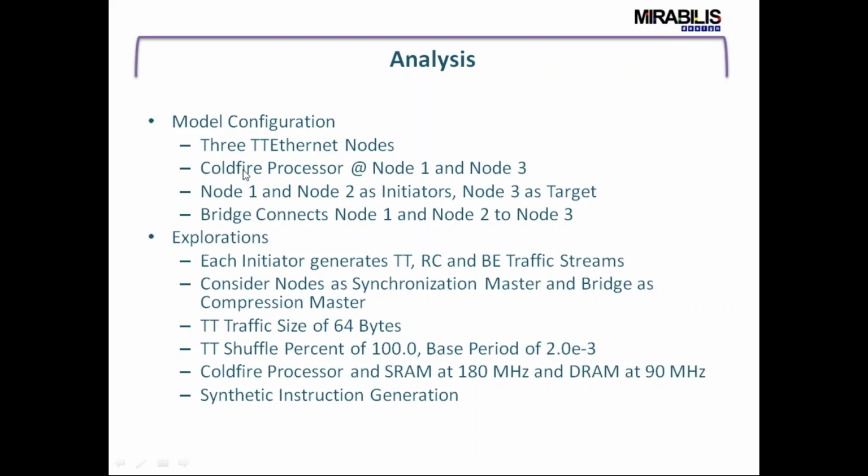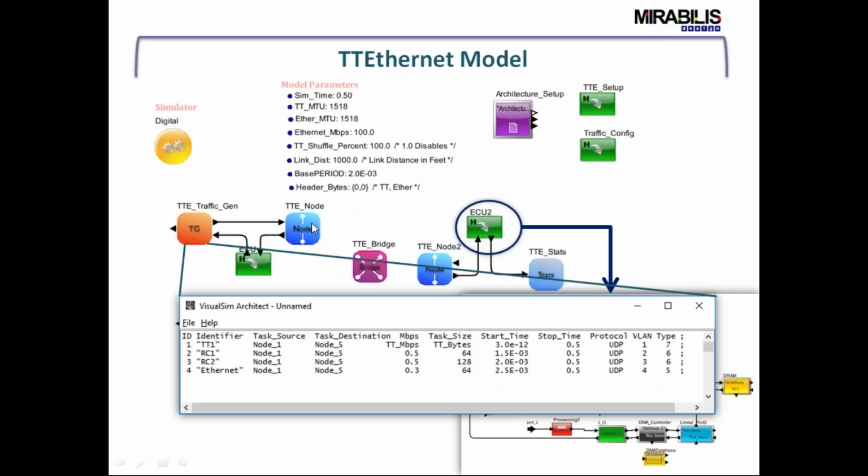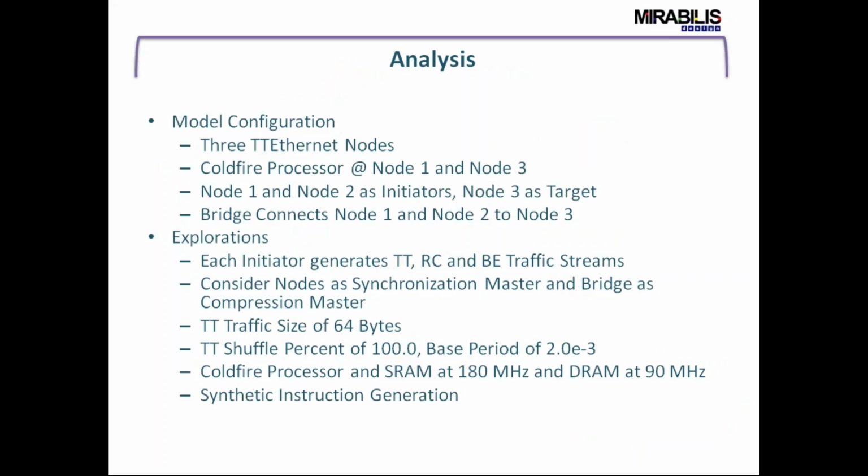Okay, and the kind of analysis that we have conducted with a particular model is here again we have three TTEthernet nodes, core 5 processors at node 1 and node 3. And in this case, node 1 and node 2 are initiators and node 3 is a target. And the bridge connects node 1, node 2 to the node 3 block. Okay, and you might have seen that there are no wired connections between the node blocks and the node bridge block, which is actually maintained by a named connection, which means you don't really need any wired connection going from one block to another.